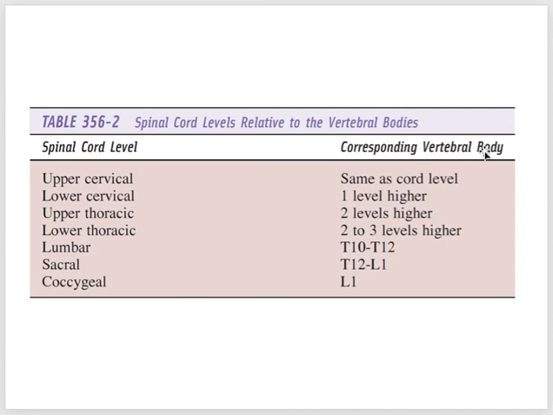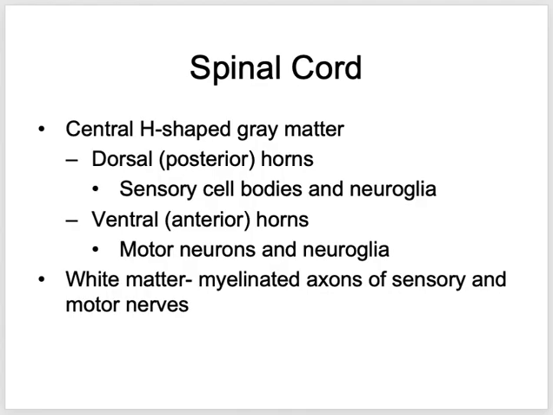Spinal cord level and corresponding vertebral body. Upper cervical, same as cord level. Lower cervical, 1 level higher. Upper thoracic, 2 levels higher. Lower thoracic, 2 to 3 levels higher. Lumbar is T10 to T12, and sacral is T12 to L1.